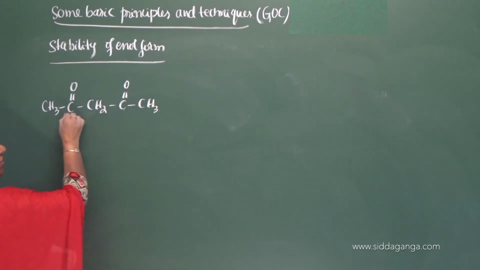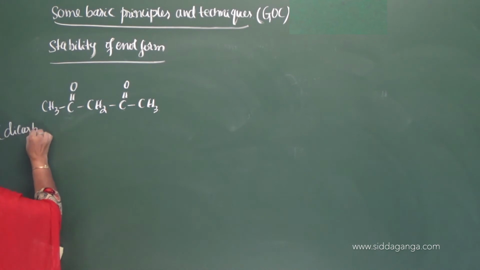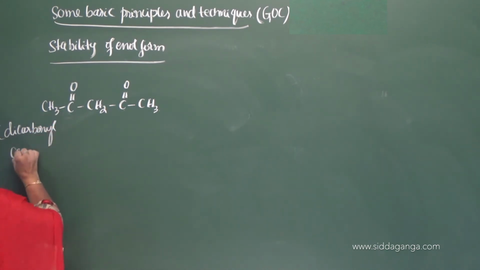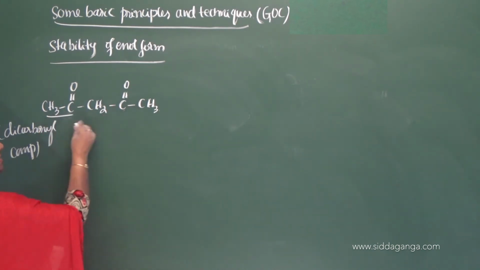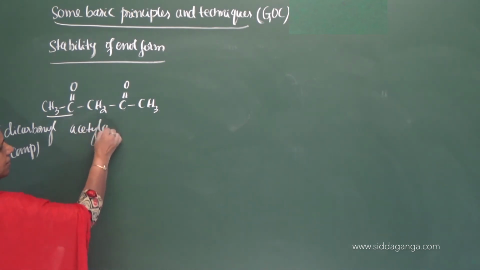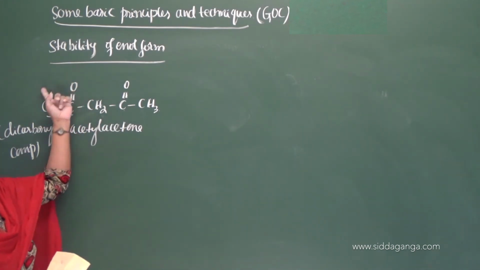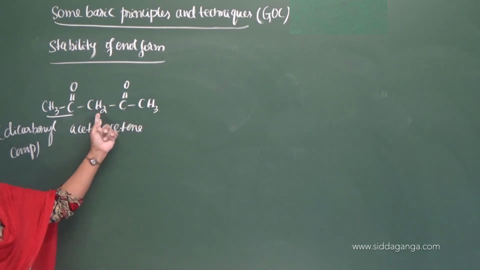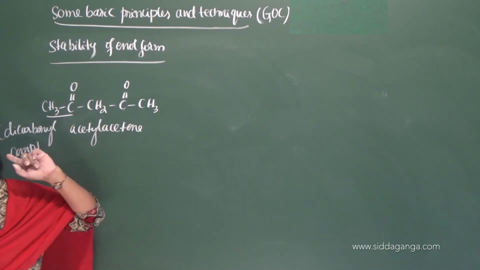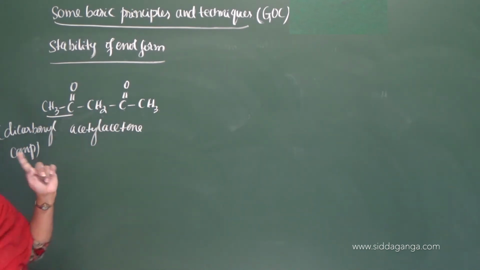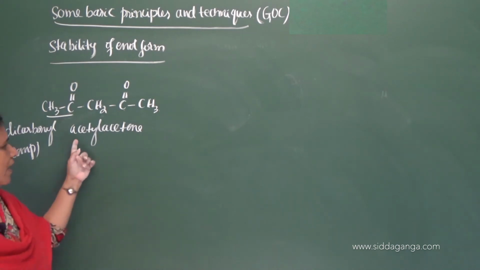So here two ketone groups are there. This is a dicarbonyl compound containing two carbonyl groups. This is aceto or acetyl acetone. An acetyl group is substituted on acetone. This group is called acetyl group and this is acetone. CH3 C double bond O CH3 is what we call acetone. So here one of the hydrogen atoms is replaced by acetyl group, therefore acetyl acetone. Two ketone groups are there, therefore it is called dicarbonyl compound, acetyl acetone.